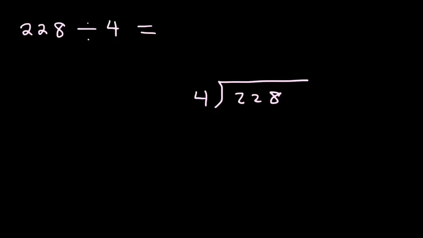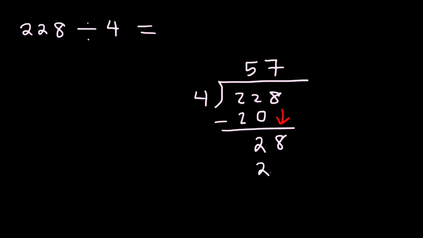So first, how many times does 4 go into 22? 4 goes into 22 5 times, because 4 times 5 is 20. 22 minus 20 is 2. Next, we need to bring down the 8. So how many times does 4 go into 28? 4 goes into 28 7 times. 4 times 7 is 28, and so the remainder is 0. And so that's the answer.